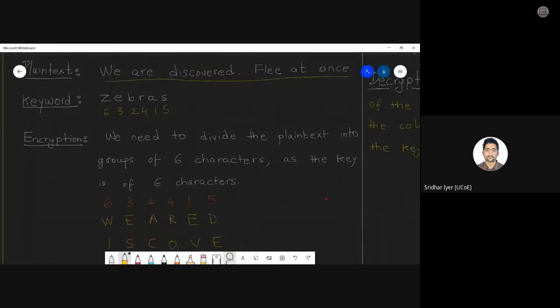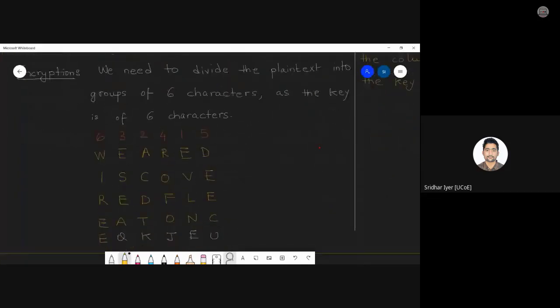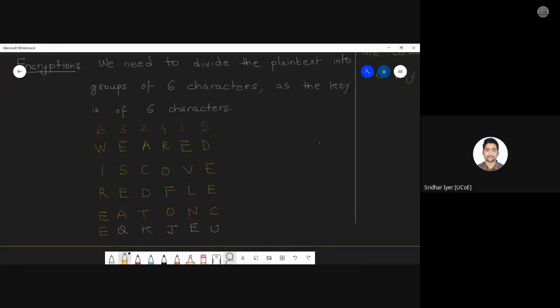Next is the same thing I have written. You first write the entire plain text row by row in sequence. That is, we are discovered, flee at once. And after that, we need to add some random characters because we need to make this a complete matrix. It will be a matrix of 5 by 6, I guess, 5 rows and 6 columns, right? So we need to add it.